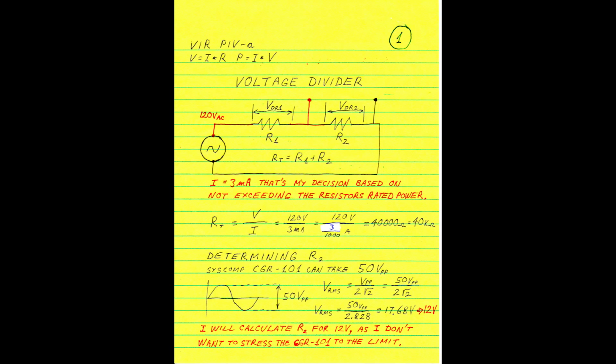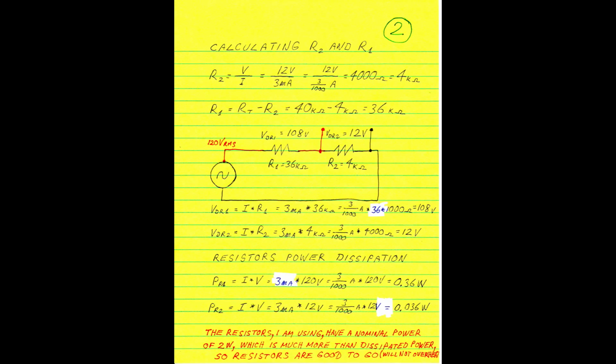Now I will take 12 volts as my goal for the voltage divider. I will calculate R2 for 12 volts as I don't want to stress the CGR 101 to the limit. Calculating R2 and R1. R2 equal V divided by I equal 12 volts divided by 3 milliamps, and that's equal 12 volts divided by 3 divided by 1000 amps equal 4000 ohms, and that's 4 kilo ohms. R1 equal RT minus R2, and that's 40 kilo ohms minus 4 kilo ohms equal 36 kilo ohms.